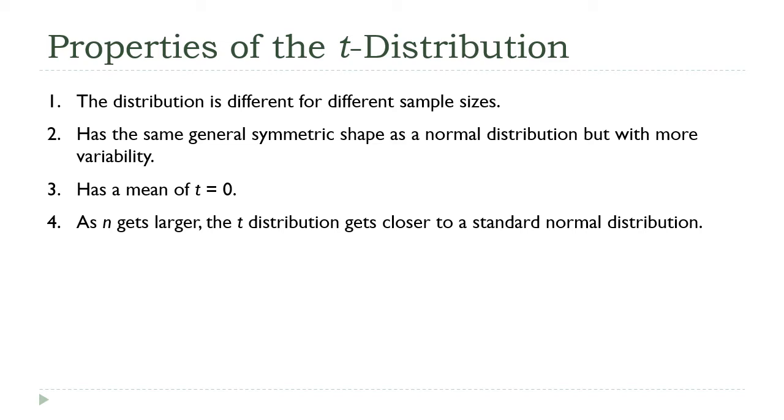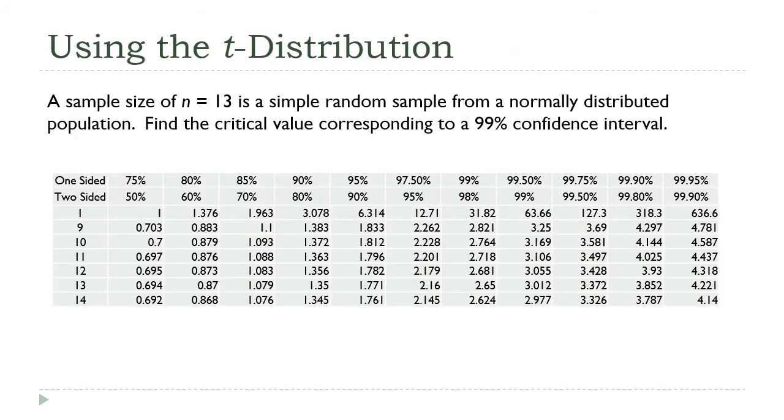And this last one, remember, they weren't really trying to replace the normal distribution. They were just trying to come up with something that kind of improved on it for small sample sizes. So as n gets larger, this t distribution gets closer and closer to actually matching up with a standard normal distribution. So I have here a t distribution table of values, and it is a little busier.